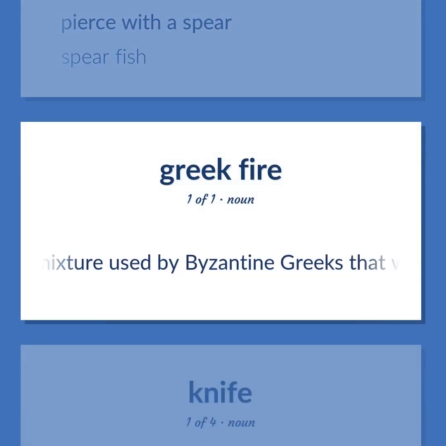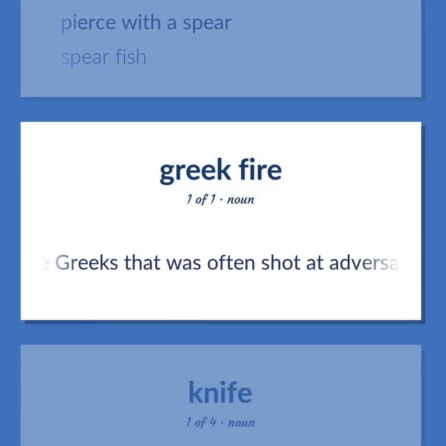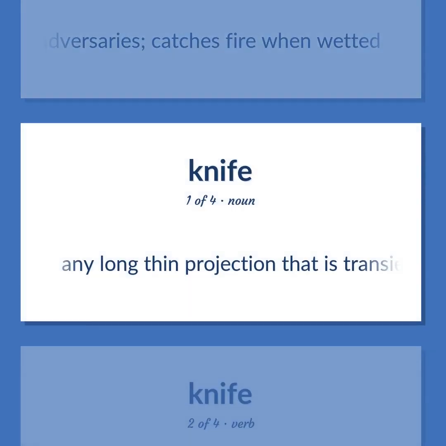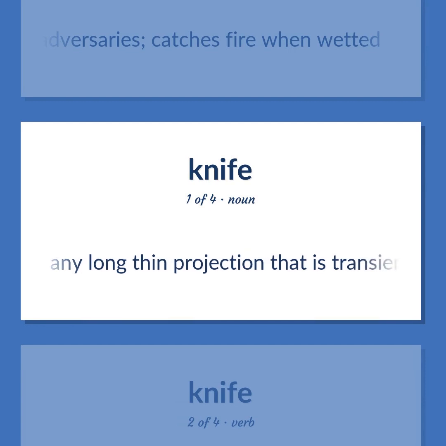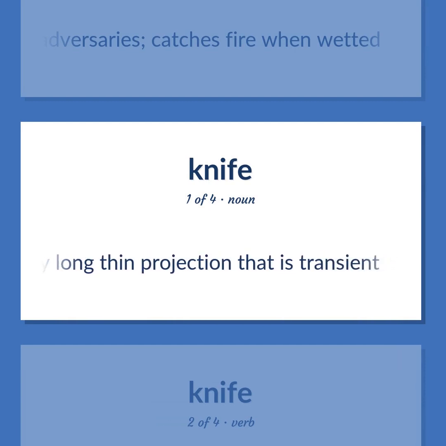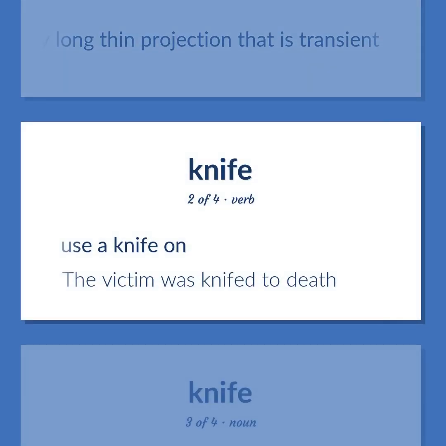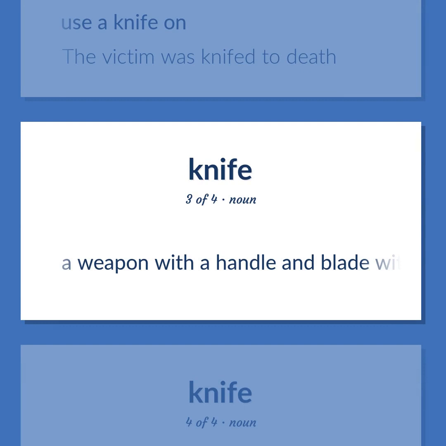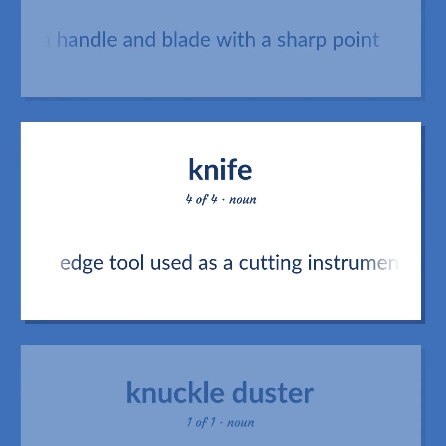A mixture used by Byzantine Greeks that was often shot at adversaries, catches fire when wetted. Any long thin projection that is transient. Use a knife on. The victim was knifed to death. A weapon with a handle and blade with a sharp point. Edge tool used as a cutting instrument. Has a pointed blade with a sharp edge and a handle.